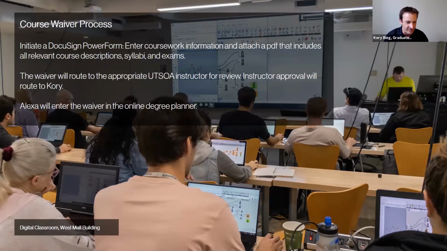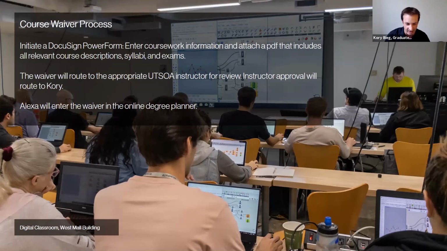The process involves you basically fill out a DocuSign form, enter the syllabus and coursework that you've completed. The waiver then gets routed to the instructor of the class. They're the ones who do the waiving for the class. And then that routes to Alexa and myself, and then we approve it. And then your degree planner, program of work, changes from that class to an open elective.